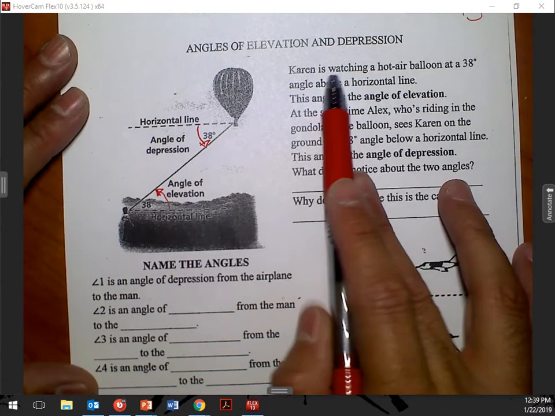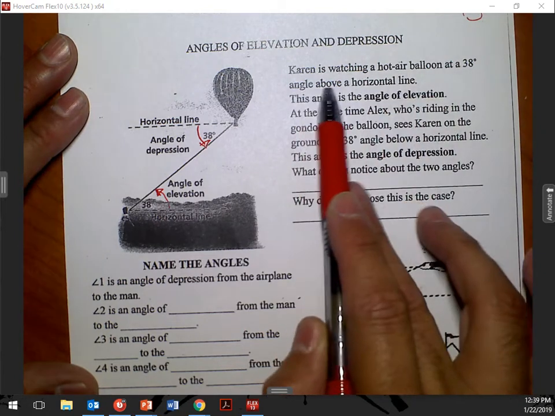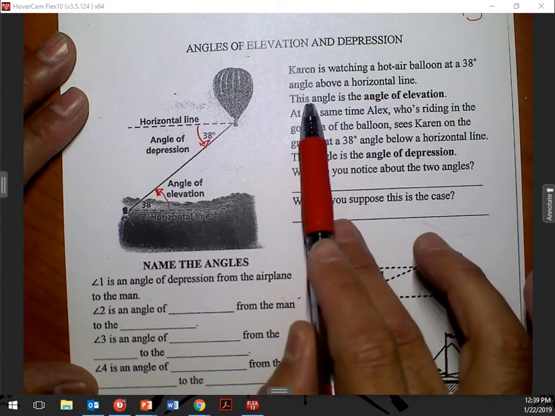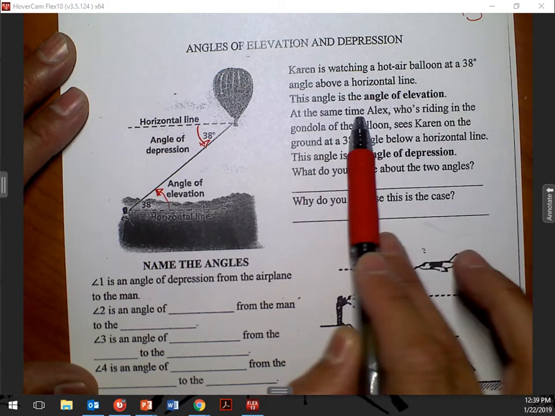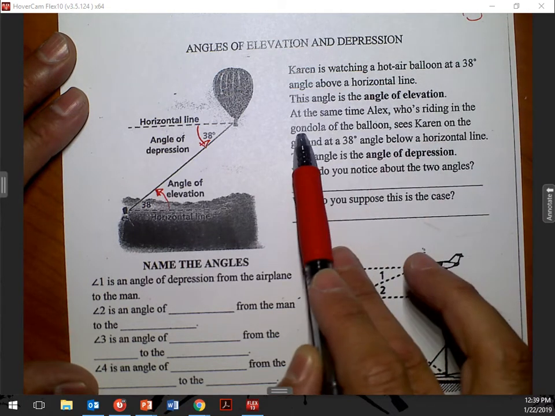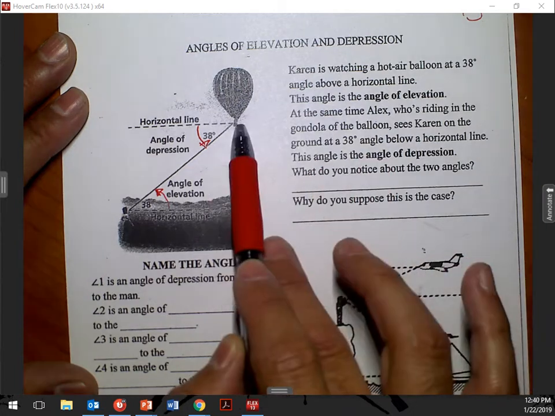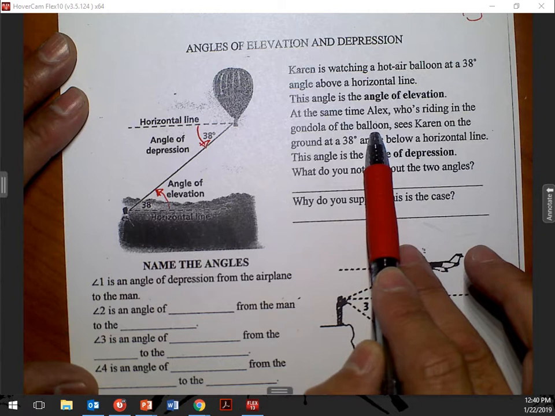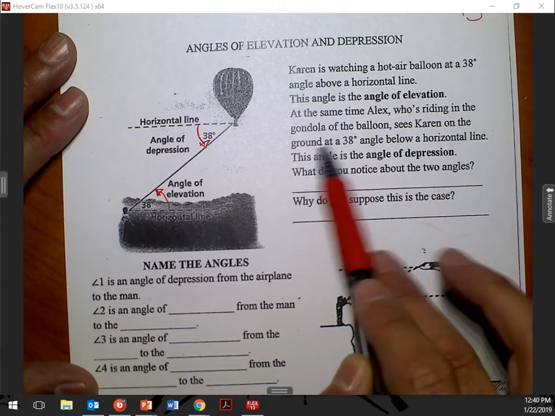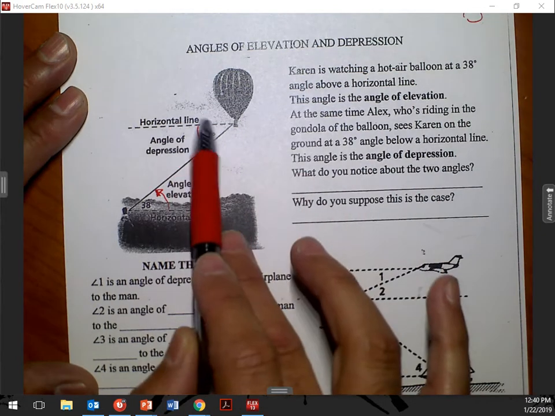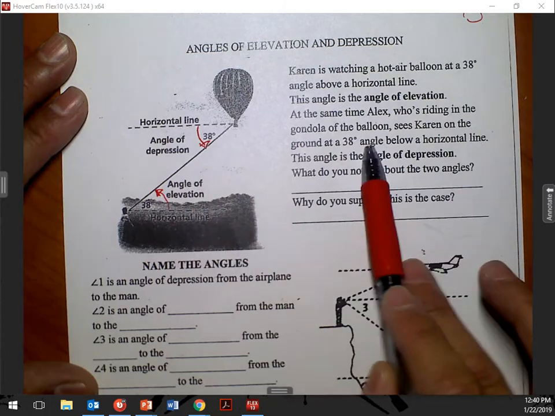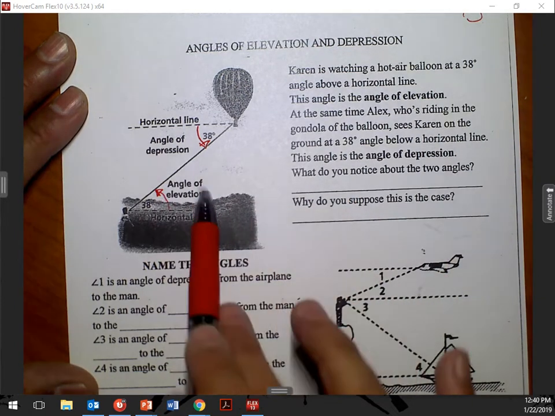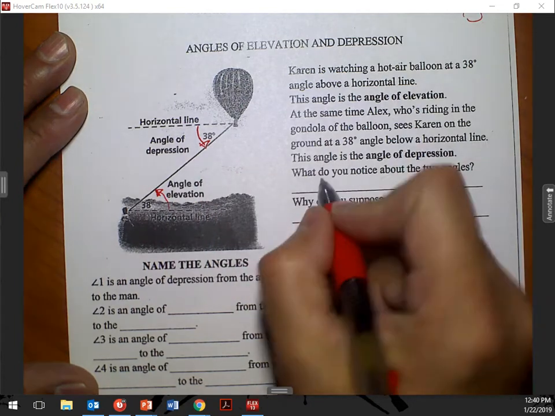It says Karen is watching a hot air balloon at 38 degrees above a horizontal line. Okay? This is an angle of elevation. At the same time, Alex, who's riding in the gondola of the balloon, that's a little basket, sees Karen on the ground at 38 degrees. So it would be 38 degrees down. The angle below the horizontal line is the angle of depression. What do you notice about the two angles? They are the same.